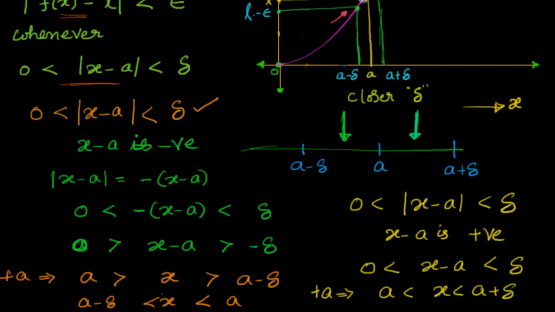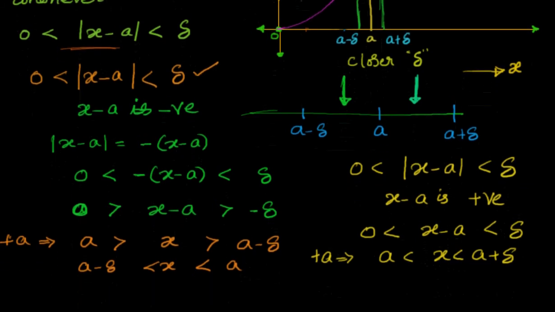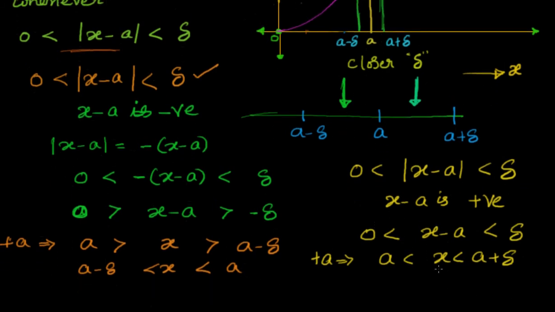So is this nothing but saying that x will be between a minus delta and a plus delta? If we club both of these, we are saying a minus delta less than x less than a, and after that a less than x less than a plus delta. Can I say this as a minus delta less than x less than a plus delta and x not equal to a?